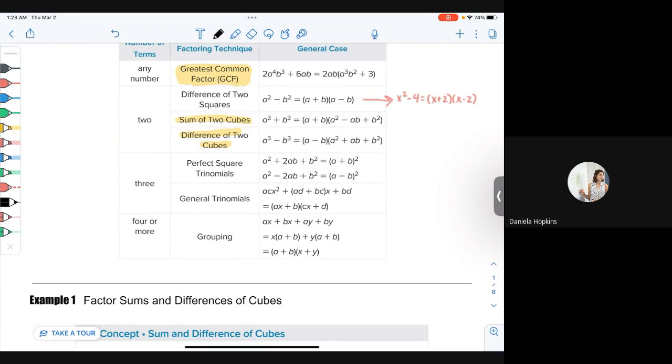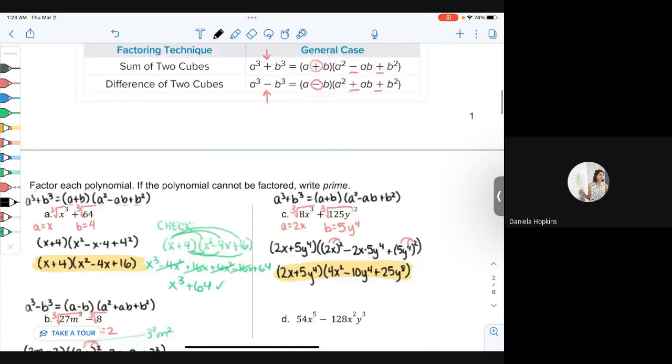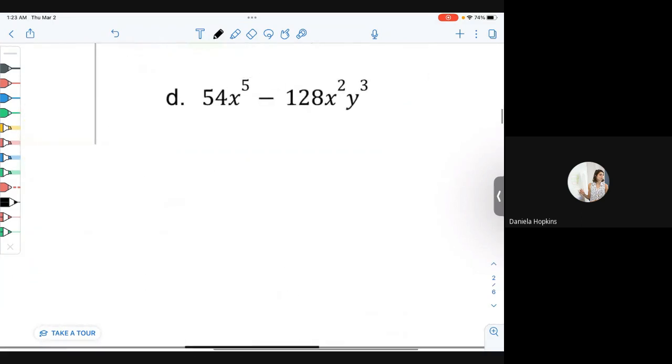But don't forget that we always want to check for a greatest common factor. So here, 54 x to the 5th and 128 x squared y to the 3rd. Coefficient-wise, these are both even numbers, so we know they're both divisible by 2. And in fact, they both have a power of x, so we can pull out an x to the 2nd, because that's the biggest x that they both have.